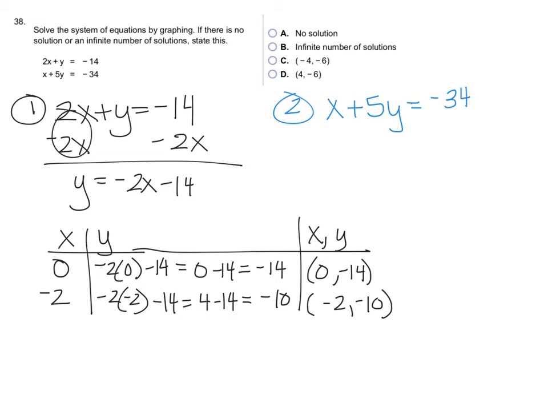The second equation is x plus 5y equals negative 34. If you'll notice, the x is now by itself, so it's going to be easier to isolate the x by subtracting the 5y on both sides. Now I'm left with x equals negative 5y minus 34. Since I have x equals, I'm going to plug in values for y and solve for x. We're doing the same process, but solving it backwards.